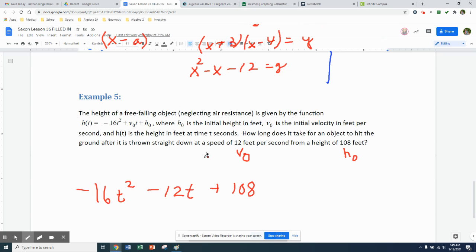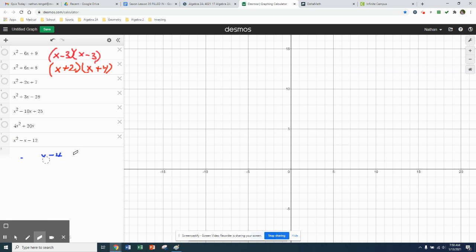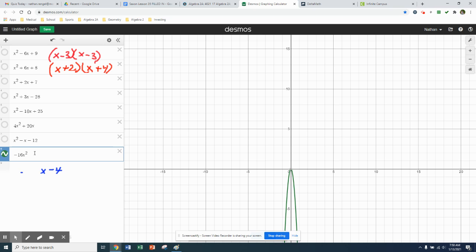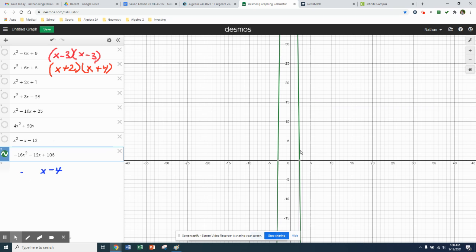So heading back into Desmos, I'm going to graph this out. And to find our t, we're again going to look for where my x-intercept is. So we'll start with negative 16 x squared. I can just use an x instead of t. That's fine. Minus our velocity, 12x, plus 108. And there's going to be our parabola.